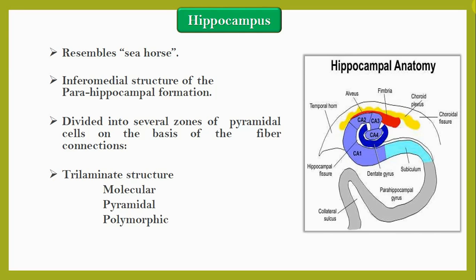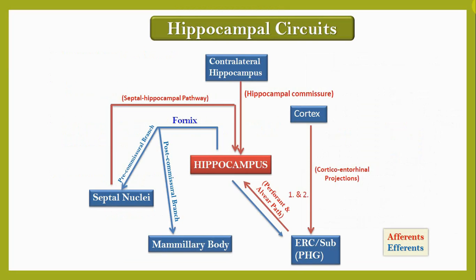It is divided into several zones of pyramidal cells on the basis of the fiber connection, CA1 to CA4 peaks. This is a trilaminar structure: molecular layer, pyramidal layer, and polymorphic layer. So this diagram shows the hippocampal circuit. The red are the afferents and the blue are the efferent connections. So you can see the hippocampus receives afferents from the contralateral hippocampus, septal nuclei, and cortex, and efferents from the hippocampus go to the septal nuclei, mammillary body, and entorhinal cortex.